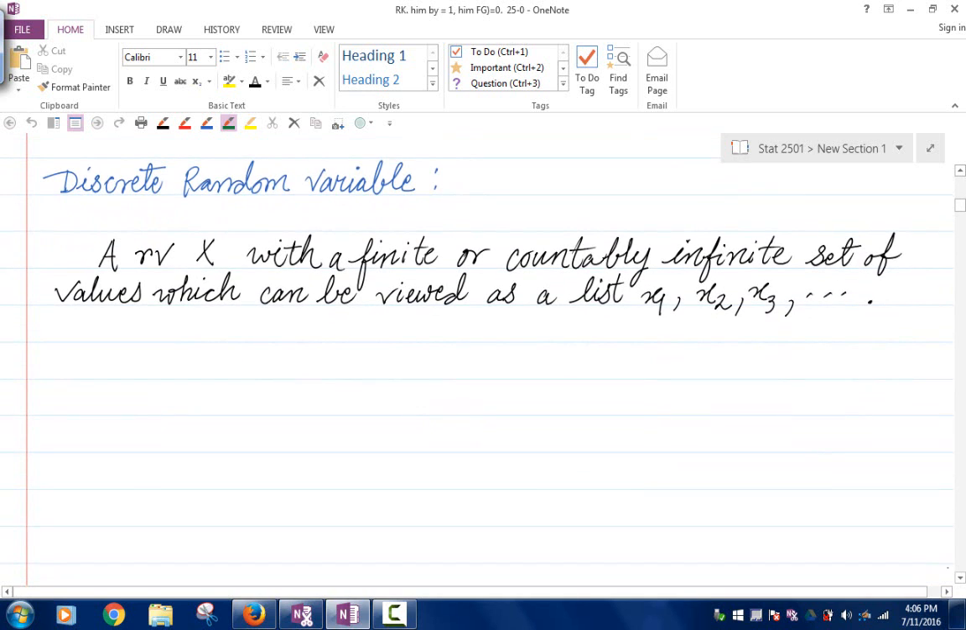A discrete random variable is a random variable X with a finite or countably infinite set of values, which can be viewed as a list: x1, x2, x3, ... So when I say that X is a discrete random variable, it simply means the values of X can be expressed as a finite list or as an infinite list.